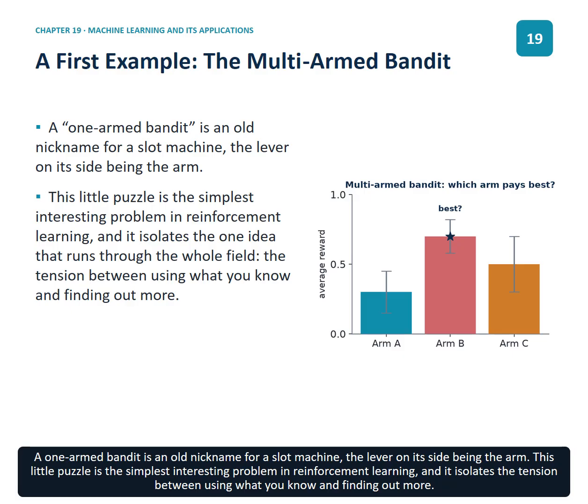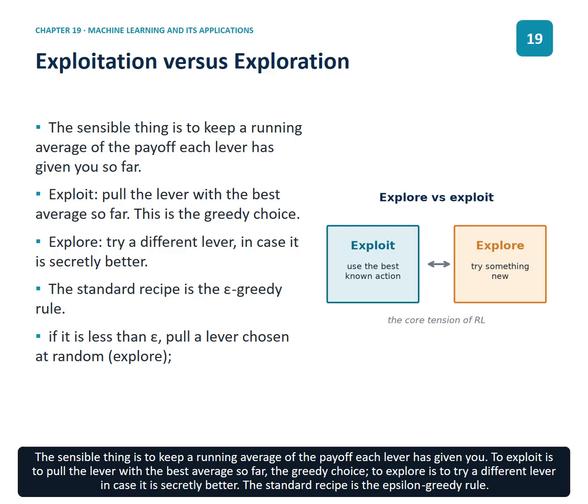A one-armed bandit is an old nickname for a slot machine, the lever on its side being the arm. This little puzzle is the simplest interesting problem in reinforcement learning, and it isolates the tension between using what you know and finding out more. The sensible thing is to keep a running average of the payoff each lever has given you.